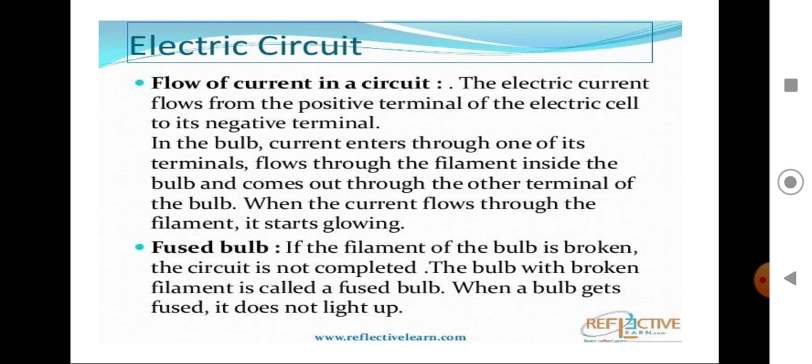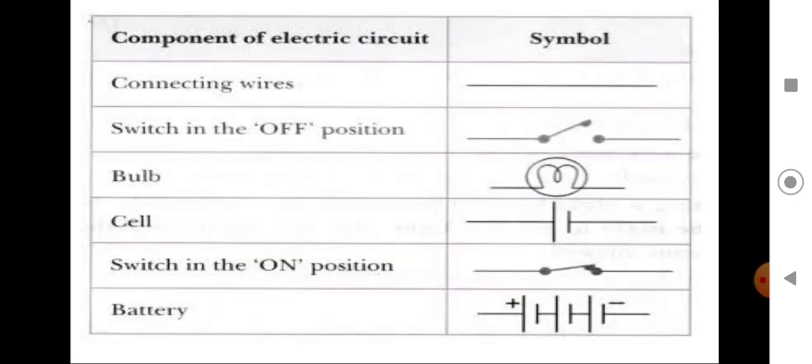In the same way, in a complete circuit, the flow of current depends upon how we are connecting the bulb, whether the bulb is fused or not, whether the wires are connected properly, whether the terminals are connected properly. Then only we can see the current flow in the circuit.